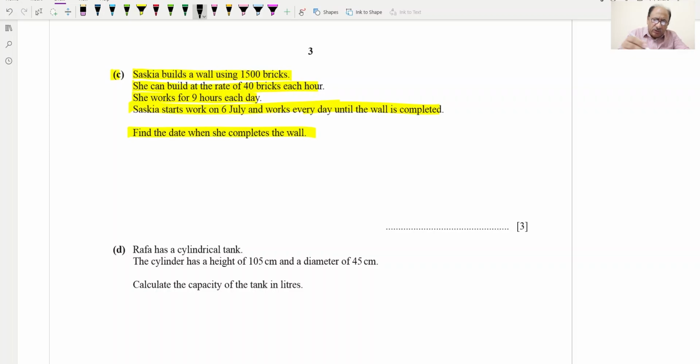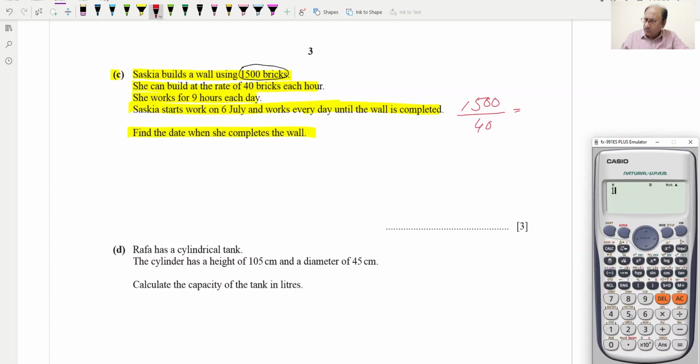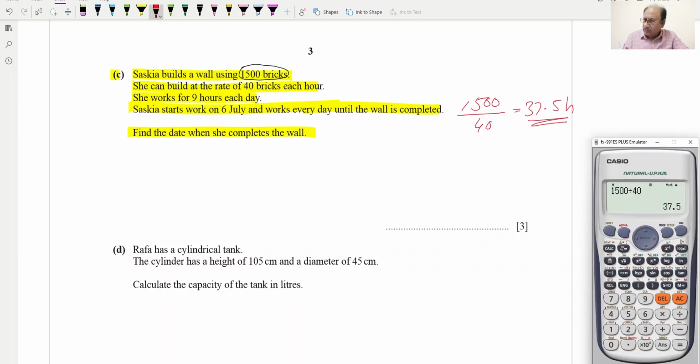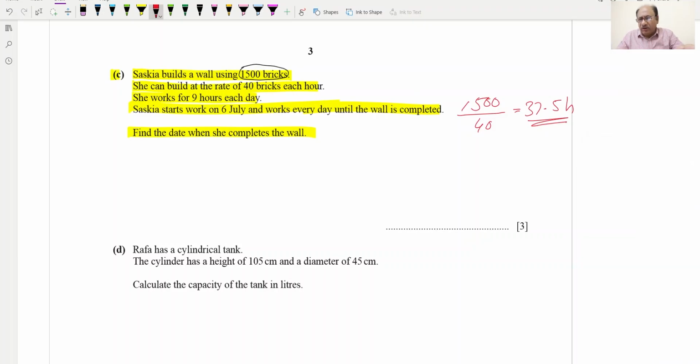So we require how many hours will be required. Like for example, 1500 bricks need to be used for the building, and in 1 hour 40 bricks. So we'll calculate how many hours will be spent. So 1500 divided by 40 will get 37.5 hours. So 37.5 hours are required.